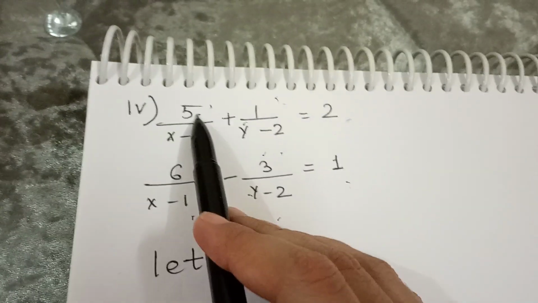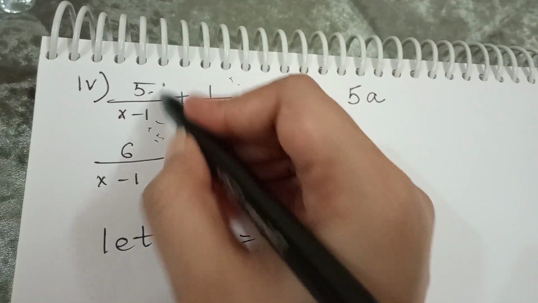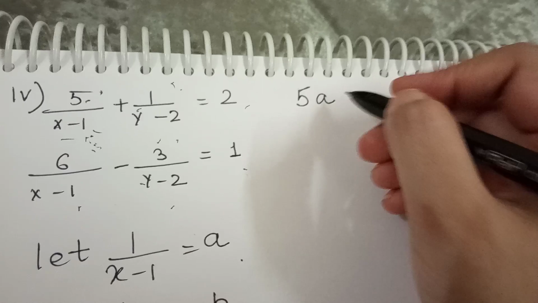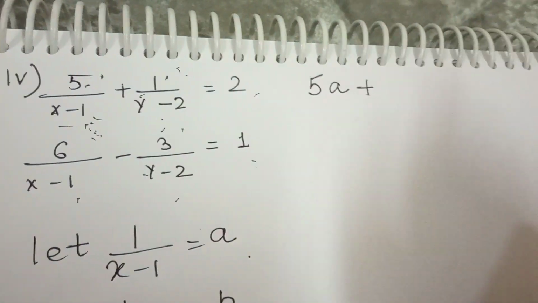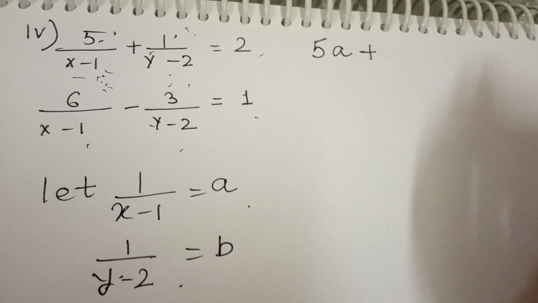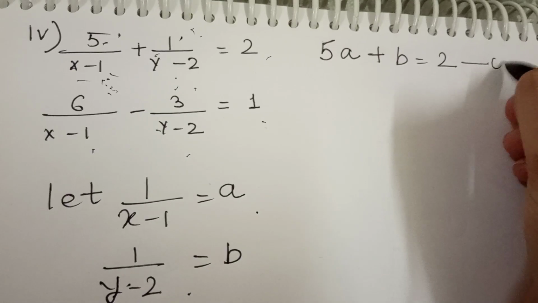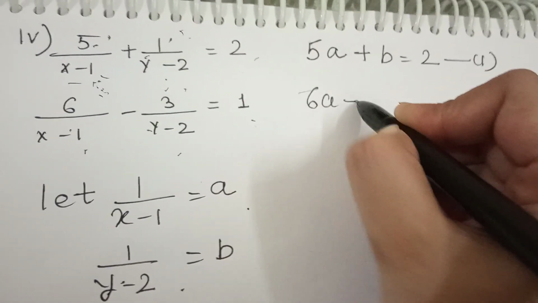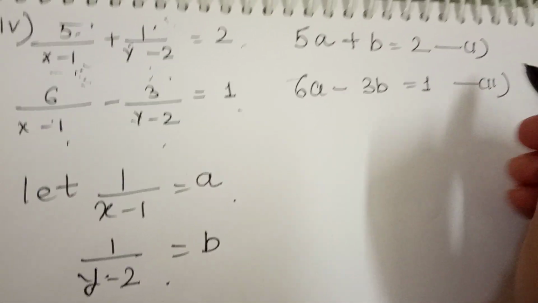So here 5 is also there, so it will be 5a, because 1 upon x minus 1 is equal to a and 5 is the coefficient. So 5a plus this is only 1 upon y minus 2, any other constant coefficient is not there. So 1 upon y minus 2 is equal to b, equal to 2. So this is our simple first equation. This will be 6a minus 3b equal to 1. This is our simple second equation.